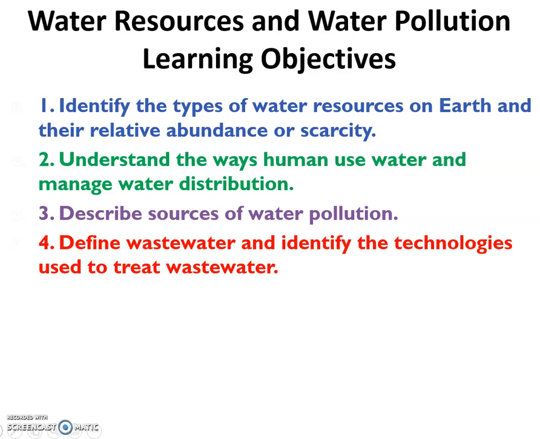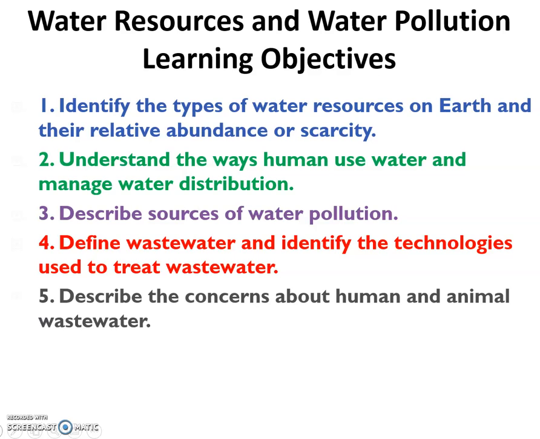The fourth objective is to be able to define the word wastewater and identify technologies that are used to treat wastewater. So in brief, wastewater is basically sewage and any water that has been used by humans, for example, for washing machines or showering. And in our case, it also includes manure from animals. And you'll look at the different technologies that are used to treat wastewater. Some of them are more effective than others.